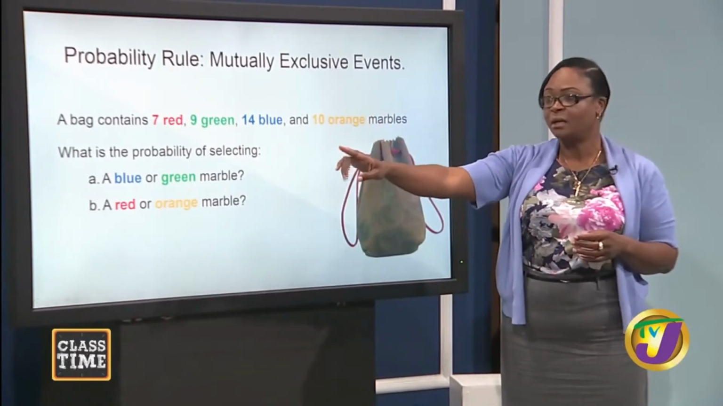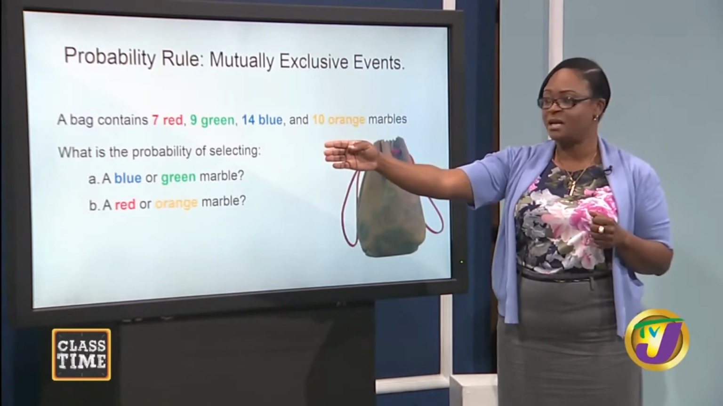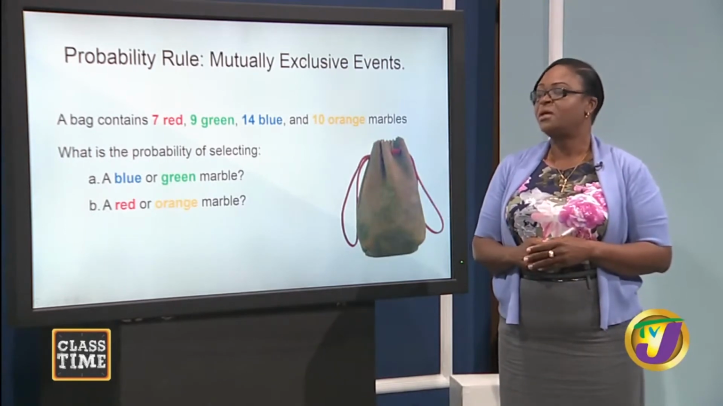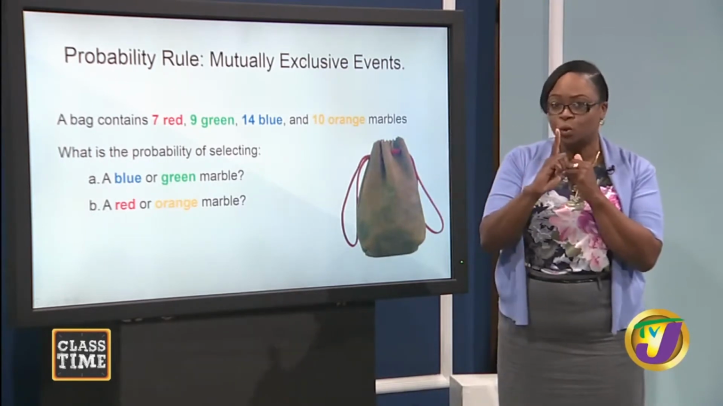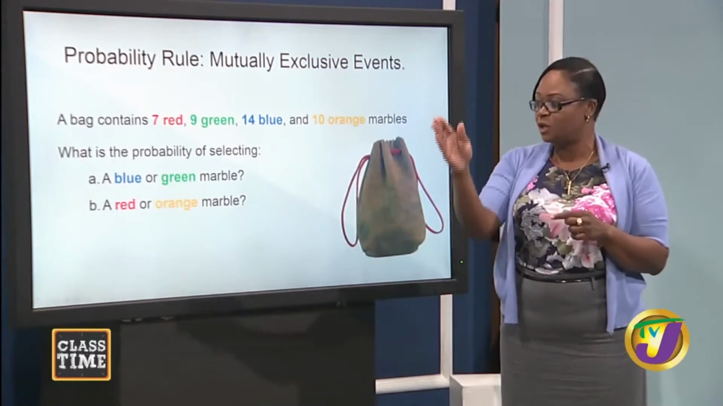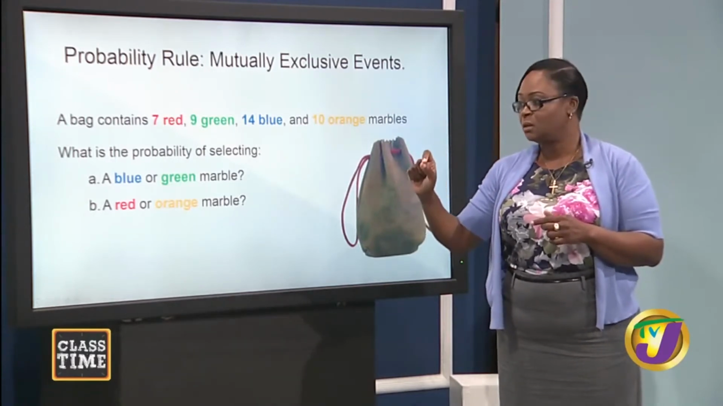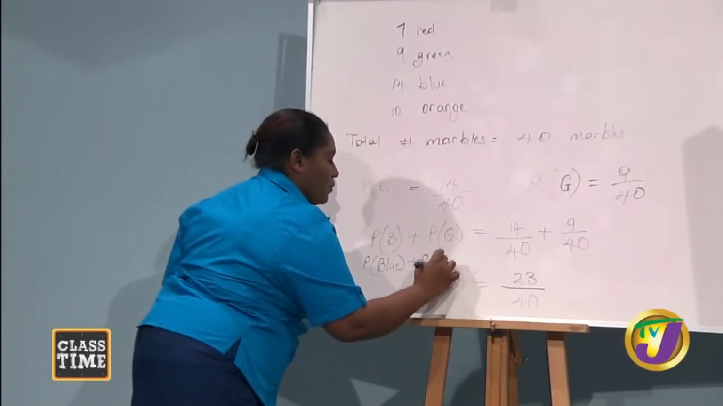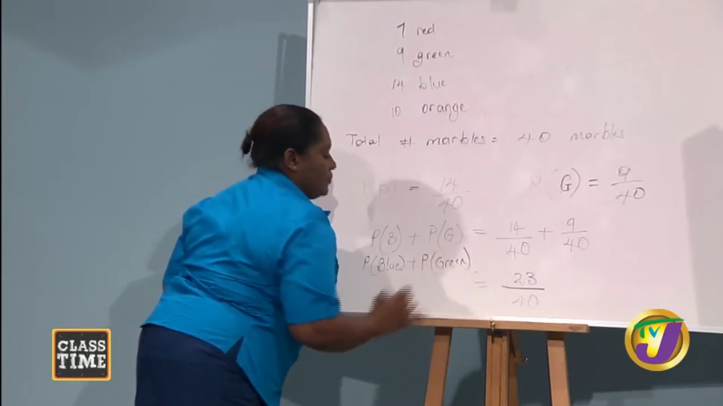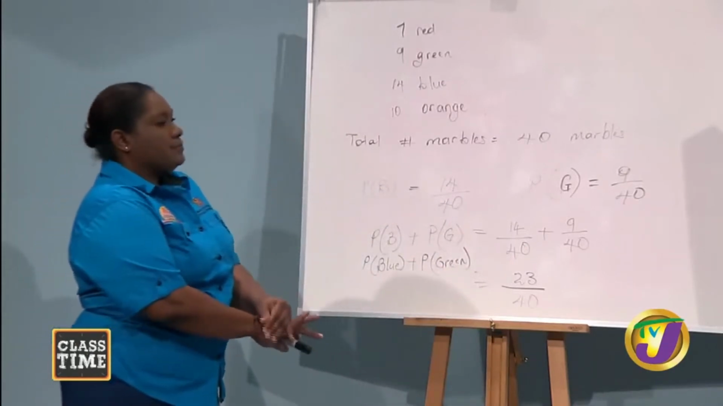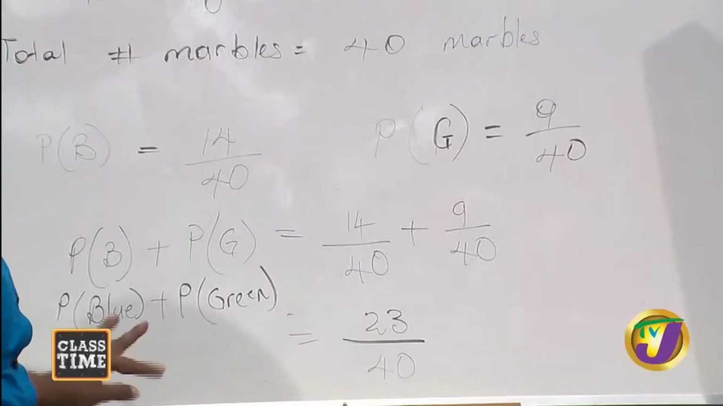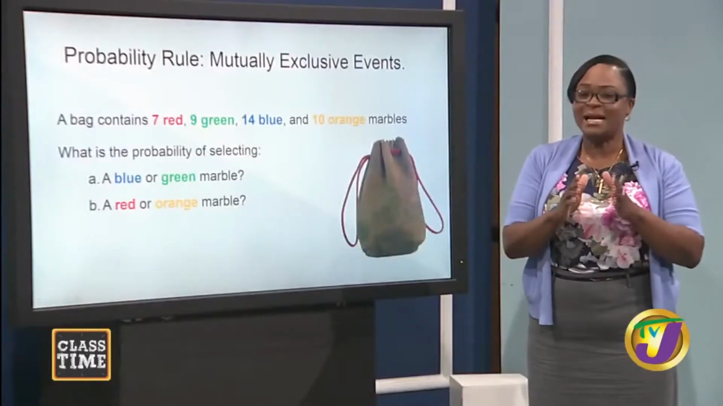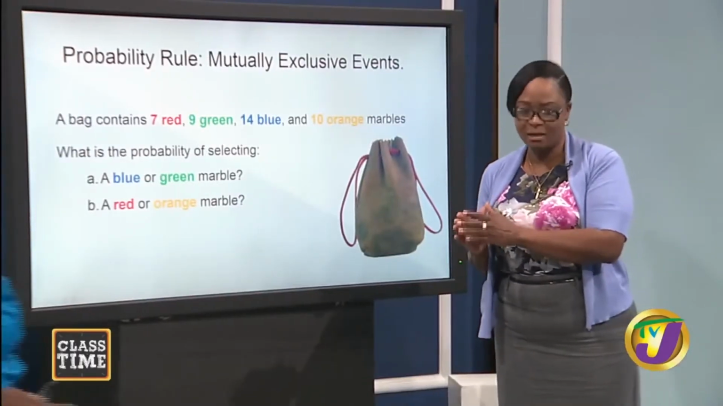If you look at what is identified here, we're not using A or B, but we are using B for blue marble. That is the event. So you could write out the blue. So the probability of blue added to the probability of green. So in the addition rule, we have probability of A added to probability of B, understanding that A is an event and B is another event.